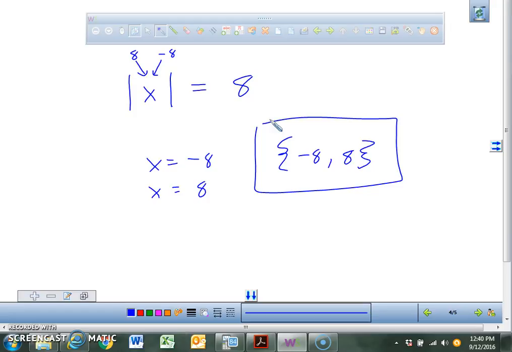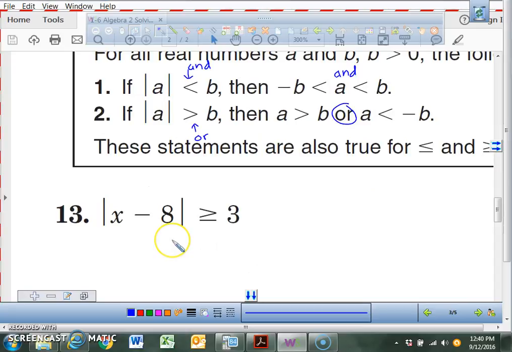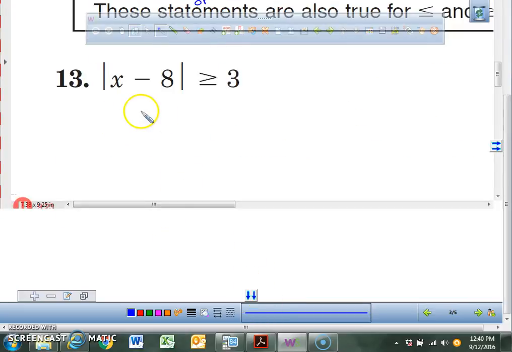Okay? How many answers did we have? 2. So if we had 2 answers for this one, how many answers are we going to have for this one? 2. So we have to separate them into 2 inequalities. One of the inequalities is very easy. It's just x minus 8 is greater than or equal to 3. Now, pause and look at that and see if that makes sense. What's the positive value of x minus 8? Greater than or equal to 3. That's the easy one. Okay?